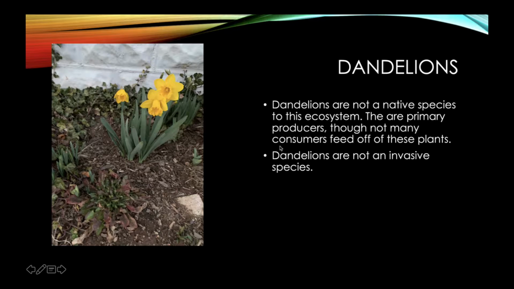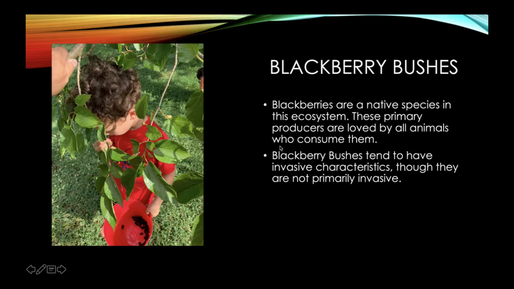Dandelions. Dandelions are not an invasive species, though that ivy you can see behind them is. They're primary producers, though not many consumers feed off of them. Dandelions are not invasive. Blackberries are a native species in this ecosystem. These primary consumers are loved by all animals who consume them. Blackberry bushes tend to have invasive characteristics, though they are not primarily invasive.